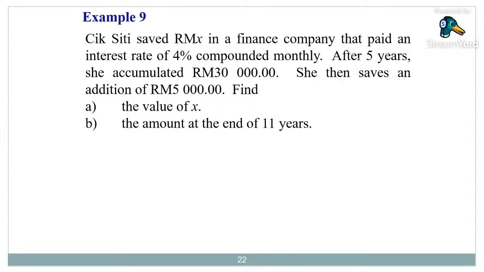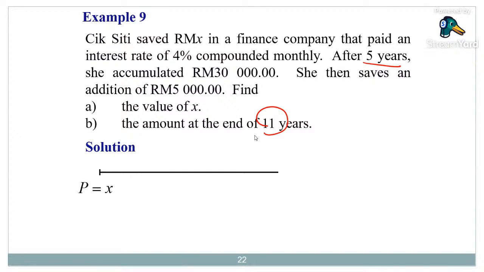So, lepas 5 tahun, dia nak tengok selepas 11 tahun. Maksudnya apa? Tambah lagi 6 tahun tu. Tambah lagi 6 tahun lah kan, betul tak? Tetapi apa-apa pun kita kena cari dulu nilai X tu untuk soalan A. So apa yang dia beritahu? Dia beritahu interest rate compounded monthly. So P is X. The principal is equal to X.